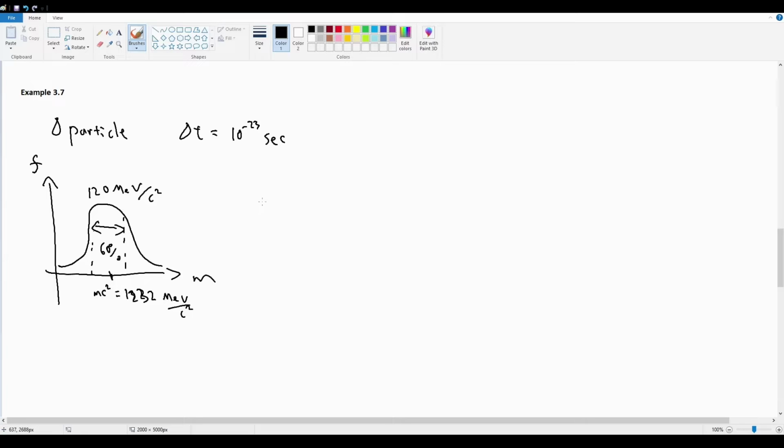Because if you look, 120 divided by 1232, that's almost on the level of 10%. So imagine measuring the mass of a ball, and you expect it to be 10 pounds, but every once in a while you measure a ball and it'll be 9 pounds or 11 pounds. On a macro scale, that really doesn't seem to make sense, but on this way smaller microscopic scale, the reason why this happens is primarily because of the intrinsic nature of the uncertainty principle.